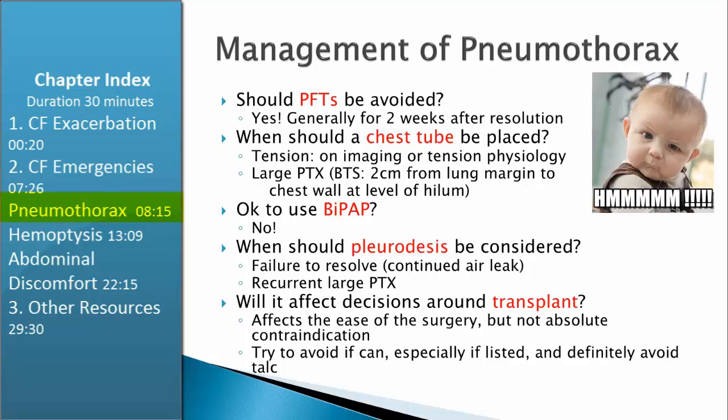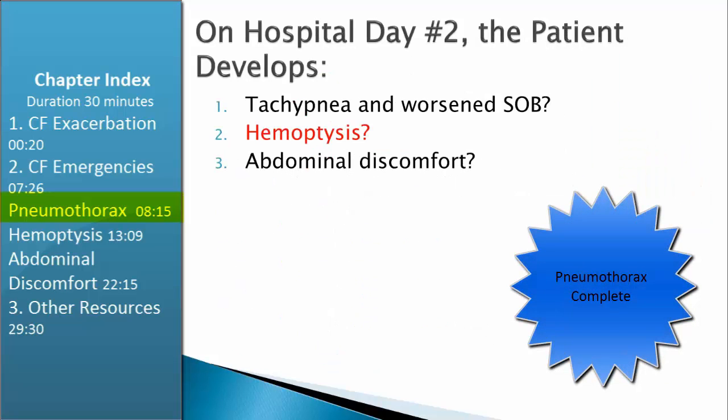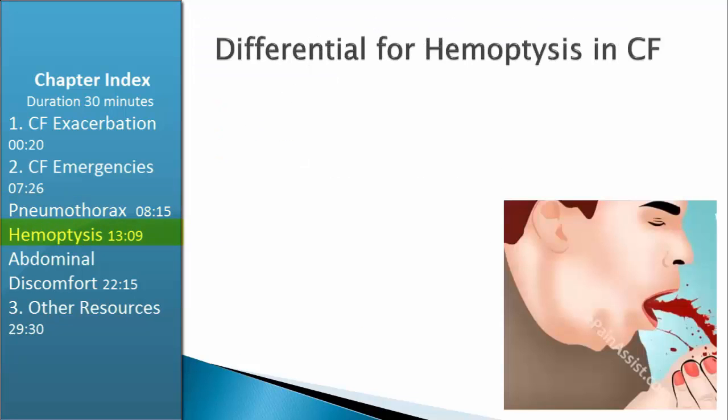In general, we really try to avoid this if we can, especially if the patient is listed for transplant. And we definitely always avoid talc. So if you did have to proceed with pleurodesis, you'd want to do mechanical or doxycycline. Make sure before you think about this, you always touch base with the transplant team to have them weigh in on the situation. Okay, so that's everything for pneumothoraxes. We're next going to go on to talk about hemoptysis.